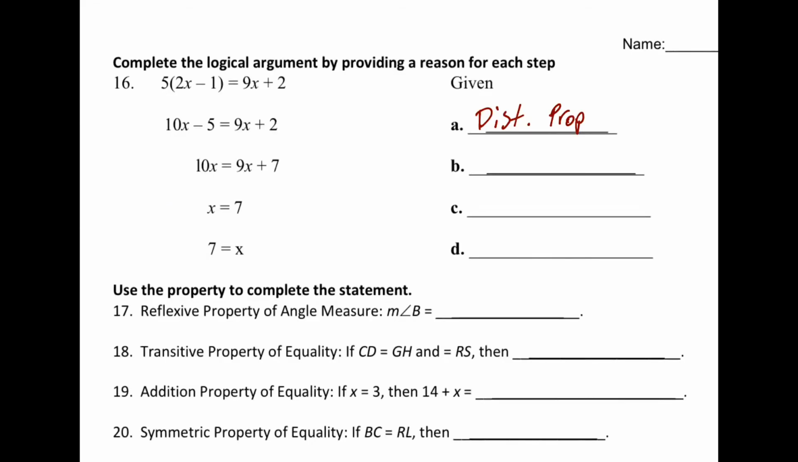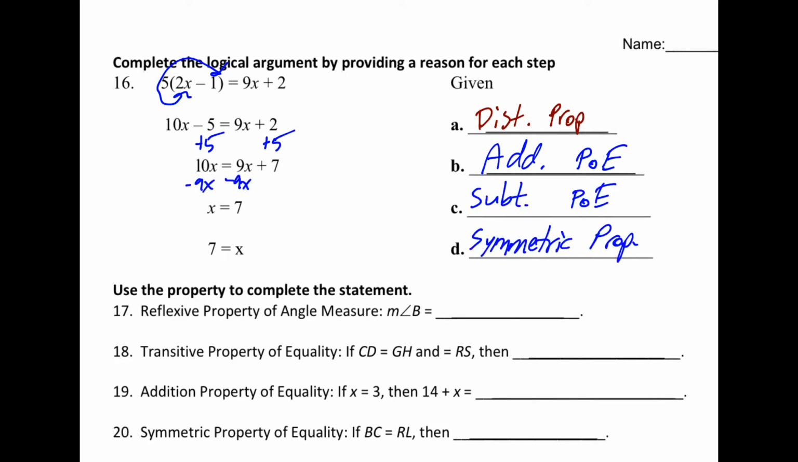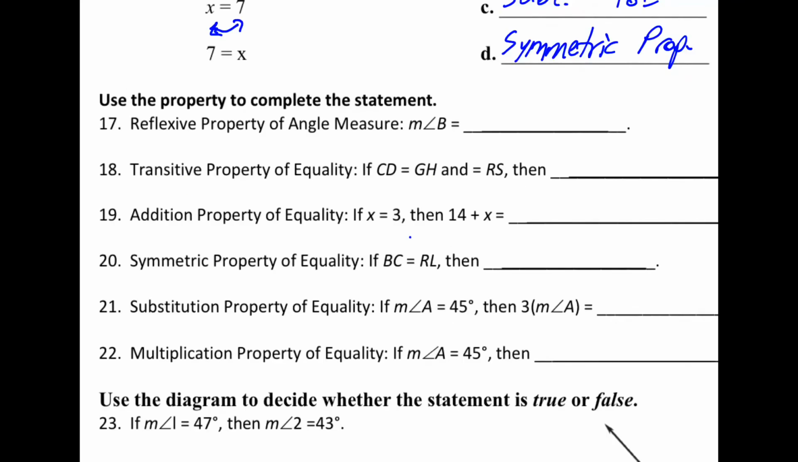In 16, the first thing we do is use the distributive property. Then we're going to add 5 to both sides. Then we can subtract 9x from both sides. And we're going to use this idea of the symmetric property to switch around these equivalencies and get 7 is equal to x. For 17, the reflexive property says that the measure of angle B is equal to the measure of angle B. It's equal to itself.